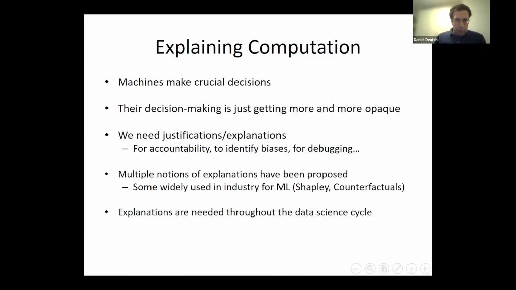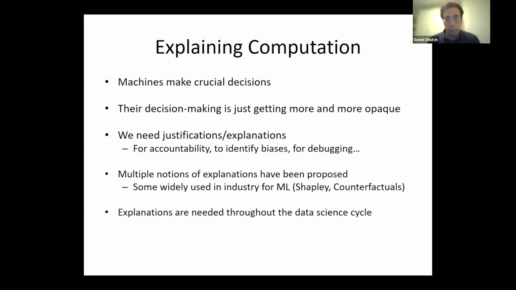So I will talk today about explaining computation. And as we know, machines make crucial decisions, even more so than they used to. And their decision-making is just getting more and more opaque. This means we need justifications and explanations. We need them for accountability. We need them to identify biases. And we need them for debugging.